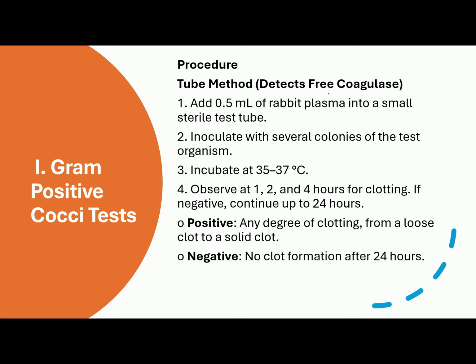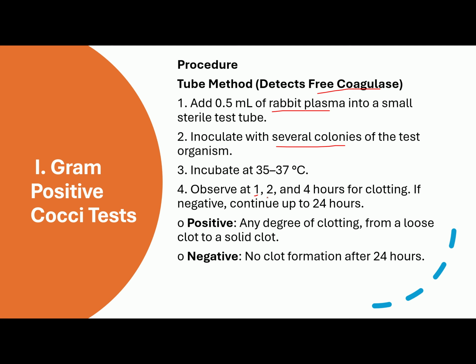So this detects free coagulase. Add 0.5 ml of rabbit plasma into a small sterile tube. Inoculate with several colonies of the test organism. Incubate at 35 to 37 degrees centigrade. Now you're going to observe this class in a pattern. Observe them at 1 hour. So at 1 hour after performing the test, check if there's already clumping.